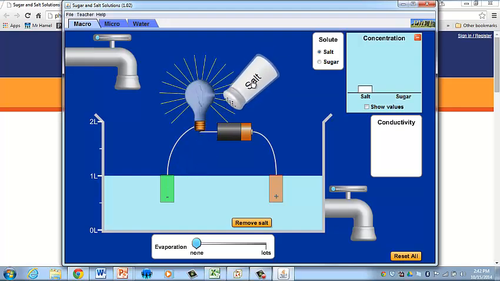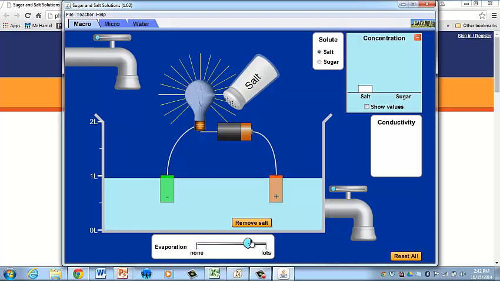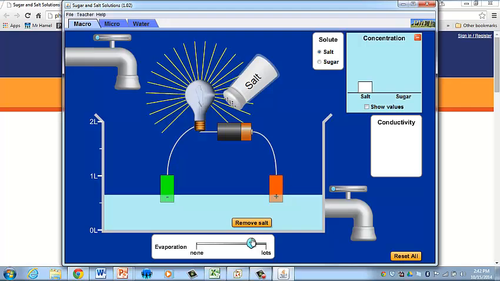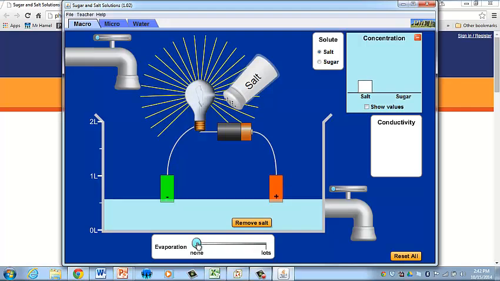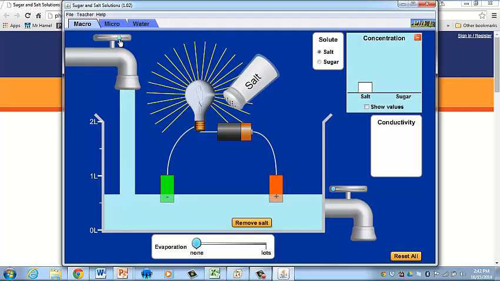Yeah, I'm shaking the salt in. What's another way I could increase the brightness? There's one other way I can increase the brightness. Higher concentration. So take water out, I can evaporate. So now, how can I make it less bright? Put more water back in.